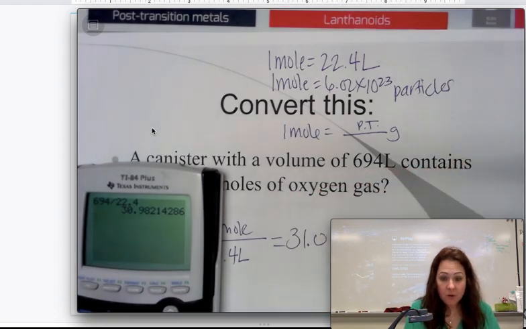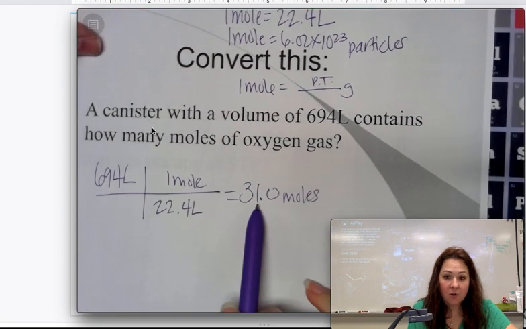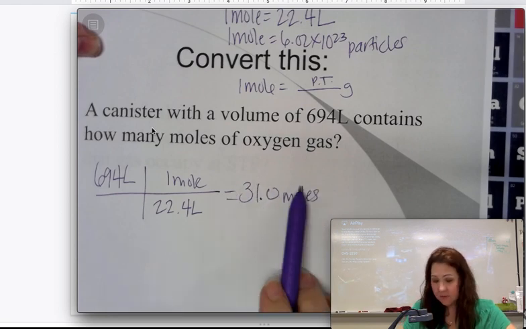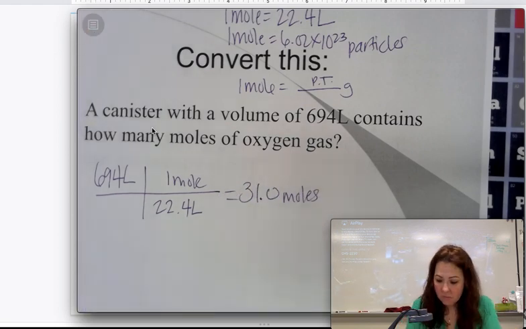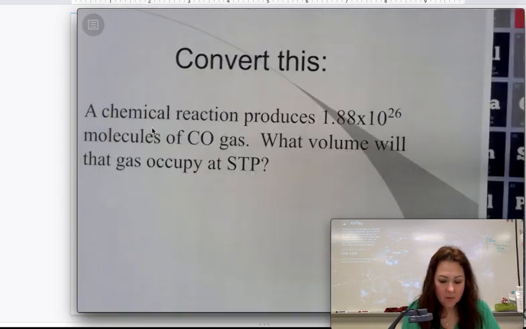So I showed my work. I have the correct answer. I have the correct unit, and then I have the correct amount of sig figs. So I hope that that one was okay. Like I said, those are the most simplified version of these.